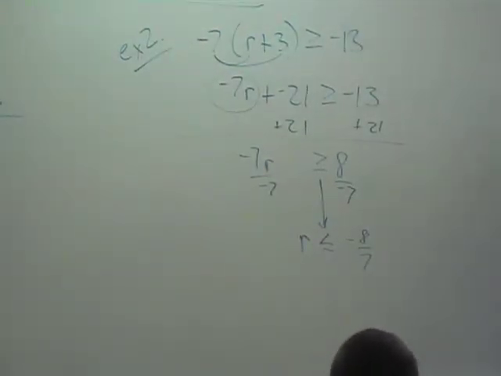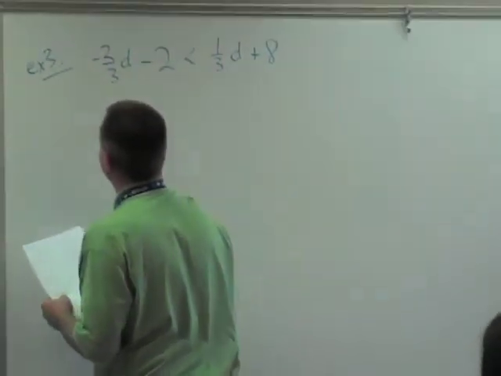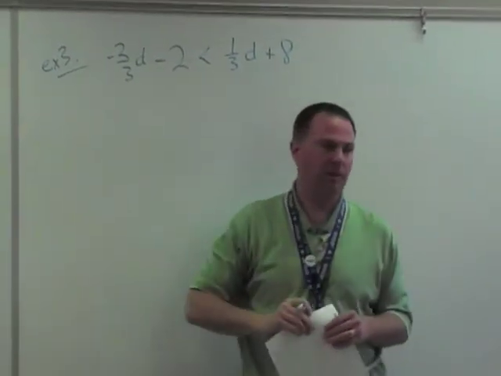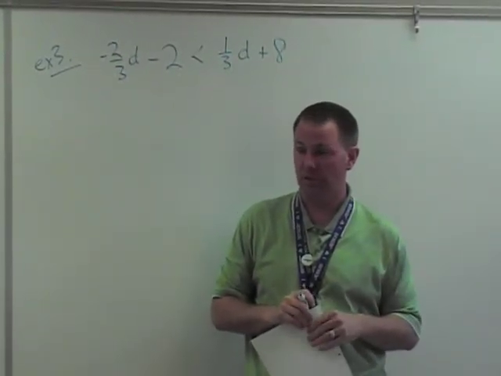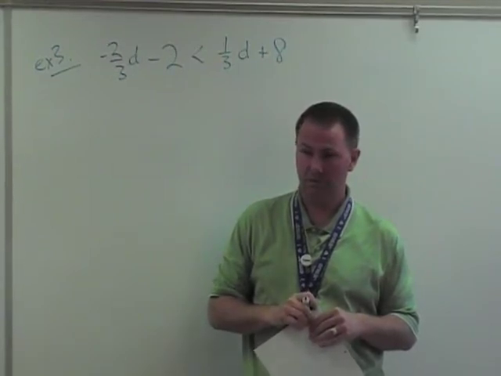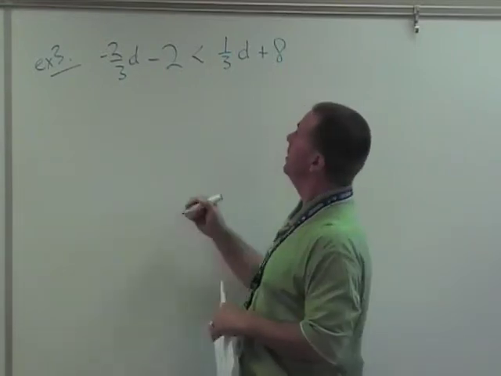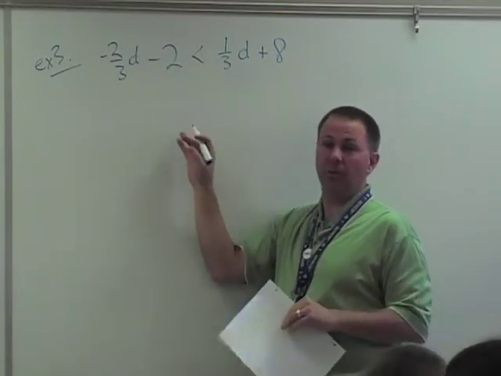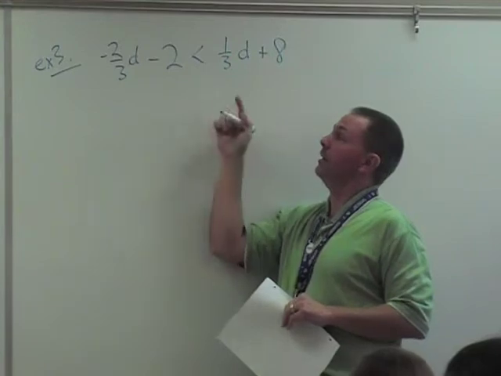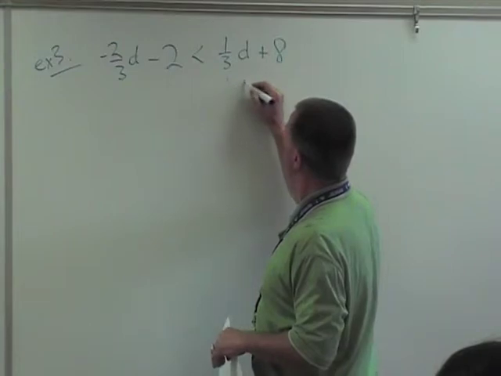-2/3 d minus 2 is less than 1/3 d plus 8. Now this is definitely a multi-step inequality, but nothing is different about this than your equation test. I'm just going to do the first step. What's the first step? Alright, you gotta subtract the 1/3 d. Or you could add the 2 to this side. It doesn't matter. The point is you got to get your variable terms on one side and your numbers on the other. So it doesn't matter which one you do first. So he wants to subtract the 1/3 d to the left.